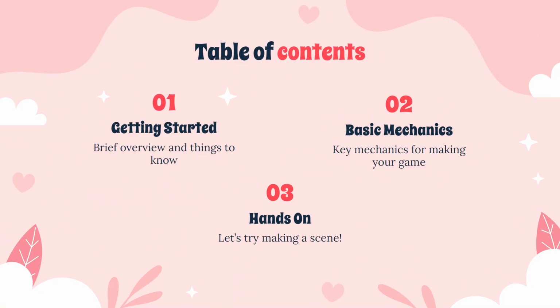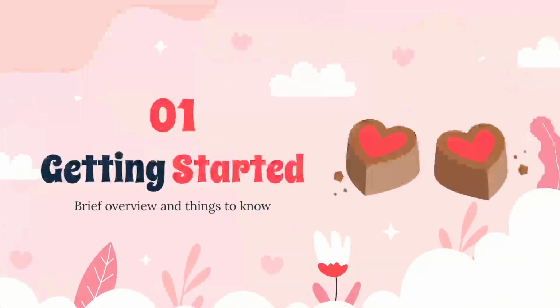In this workshop, we're going to go over a brief overview of things you need to know about Ren'Py, what's important that you'd have to know to make your game. Next, we'll go into some basic mechanics in order to actually make a visual novel or dating simulator. And then third, we're going to get hands-on and try to make a little scene together. So first, let's get started.